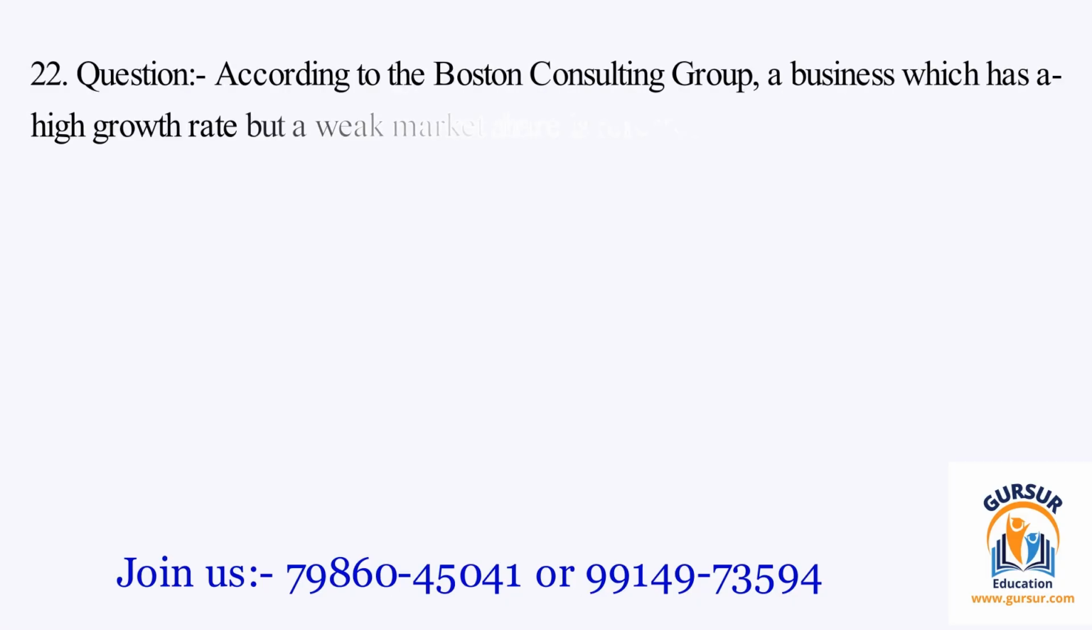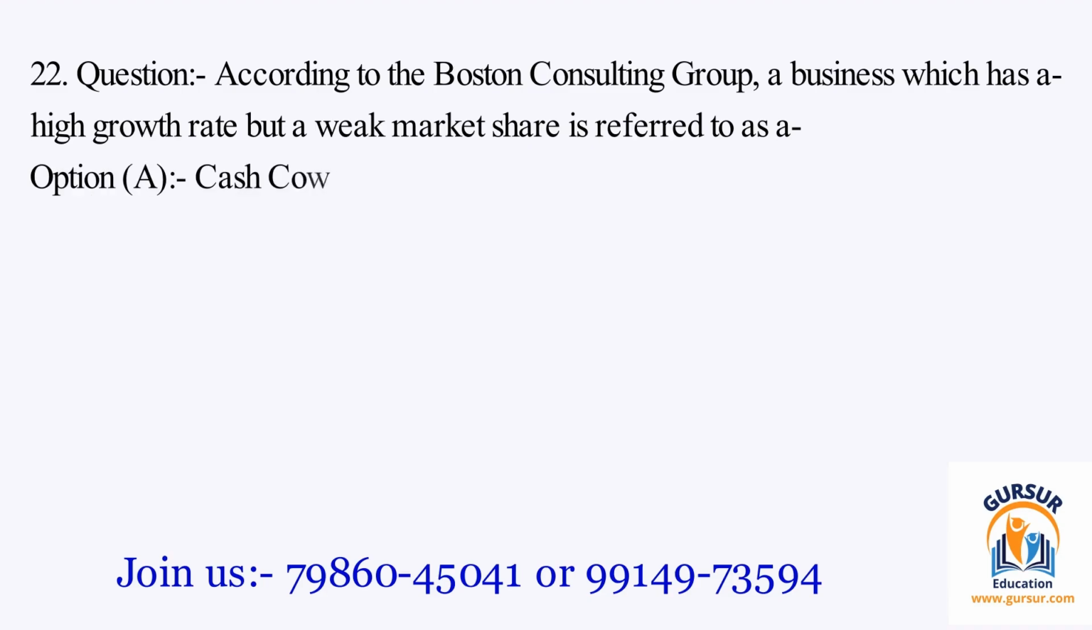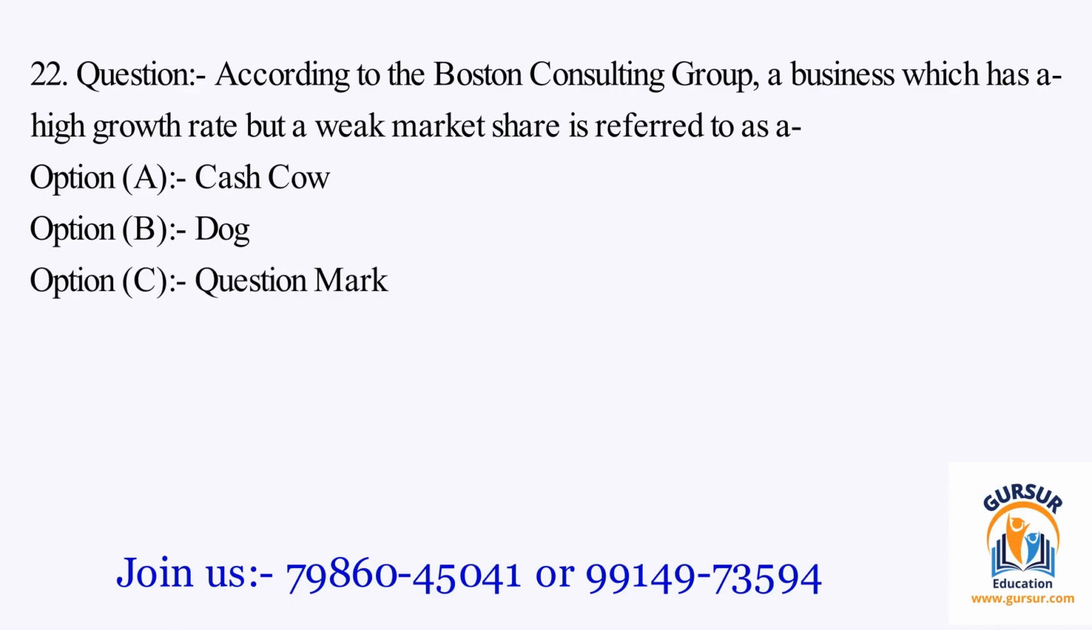Question number 22. According to the Boston Consulting Group, a business which has a high growth rate but a weak market share is referred to as a. The option A is cash cow. The option B is dog. The option C is question mark. The option D is star. The right answer of the question is option C, and that is question mark.